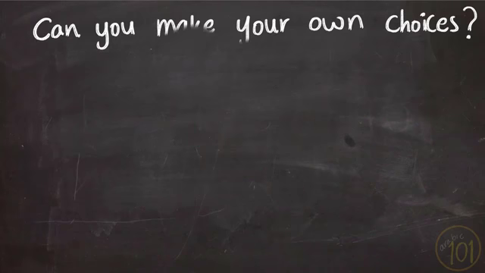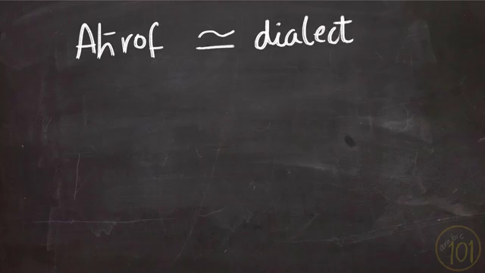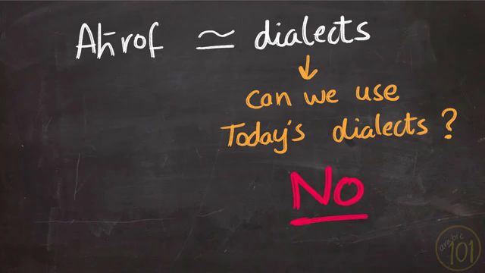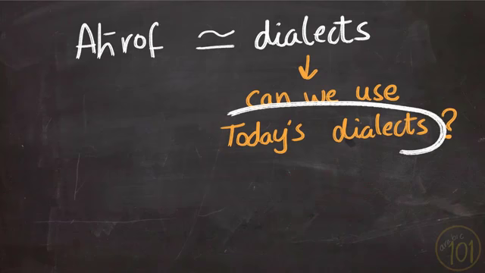And now you would think, well, since Ahruf is just another word for dialects, can we just use the contemporary dialects that we have nowadays for Arabic to read the Holy Quran? And the answer is definitely no, that is impossible. The choices that Allah has made for us are made this way for a reason. The variations of the Holy Quran do not contradict one another and do not change the meaning.